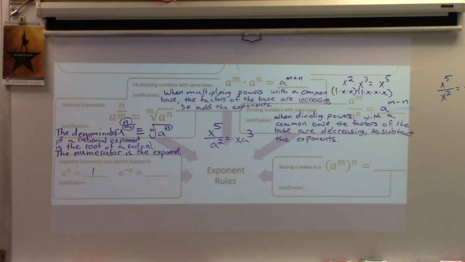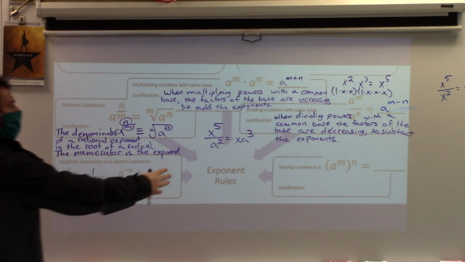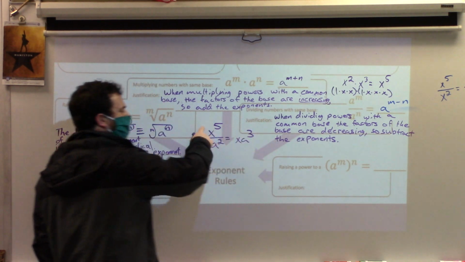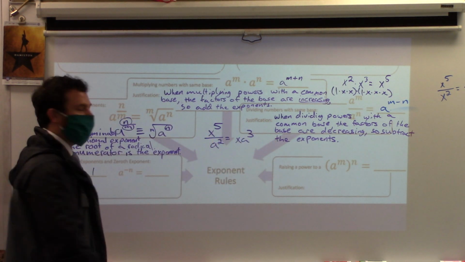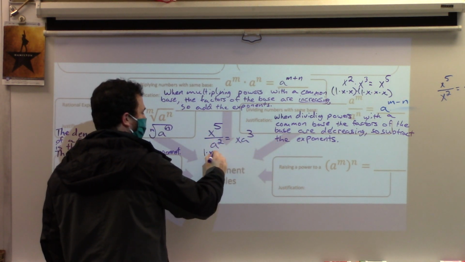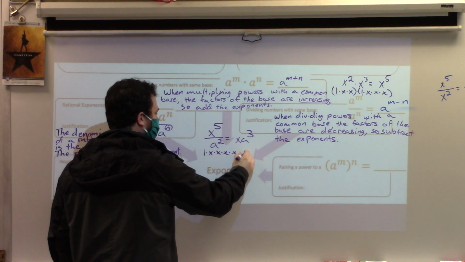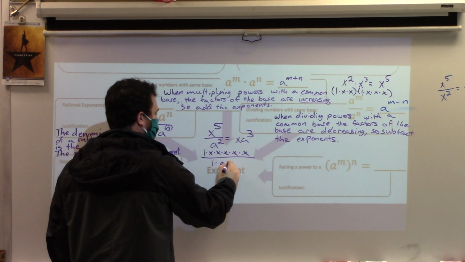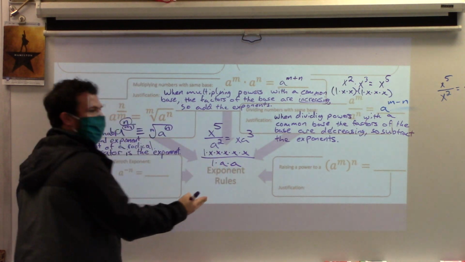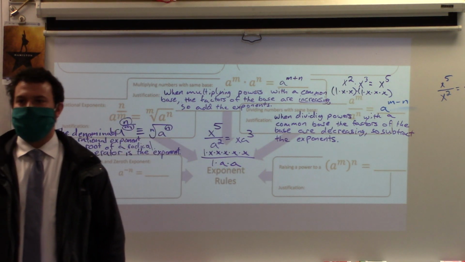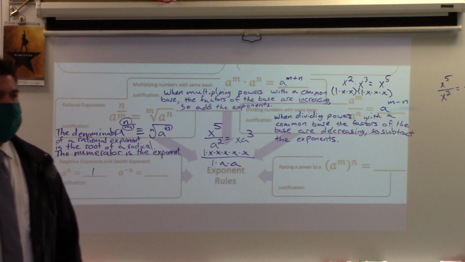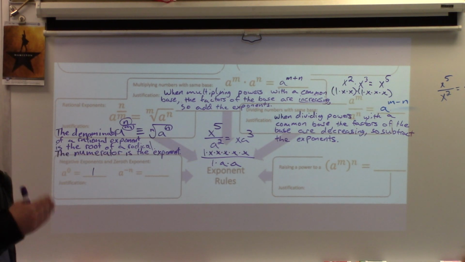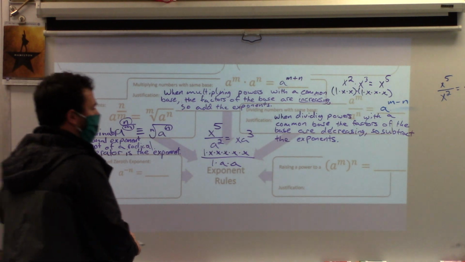And he has a really good point. We said when dividing powers with a common base, do these have the same base? No. Notice x to the 5th again is 1 times x times x times x times x times x, divided by 1 times a times a. Can I cancel out those x's? No. Can I cancel out those a's? It has to be with common bases. These rules do not work if the bases are different.